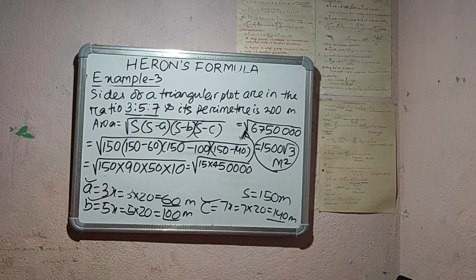So by using Heron's formula we can find the area. In the next video we will solve the exercise problems. First we have to remember this formula very well, and how you can find s, and how you can find a, b, c from the given perimeter. This you have to remember and practice. Then we will go to the exercise in the next class.